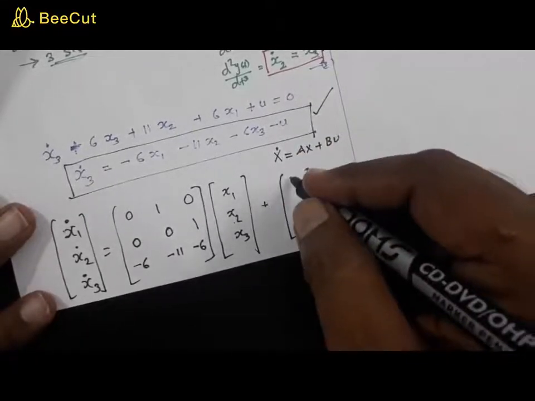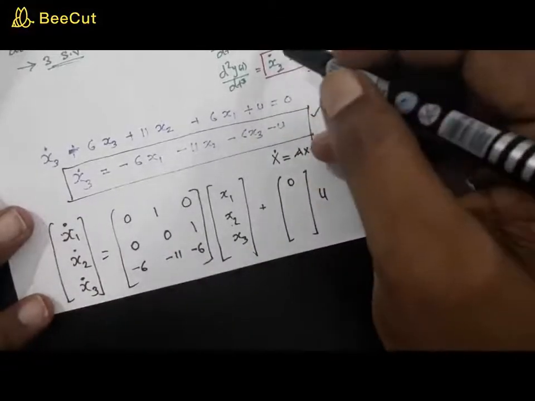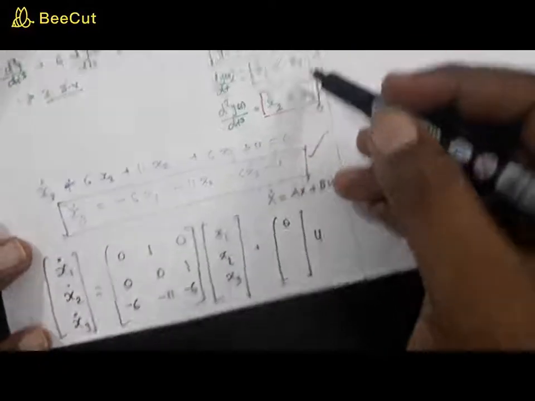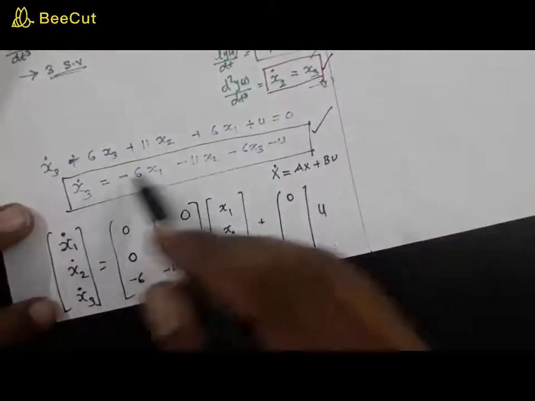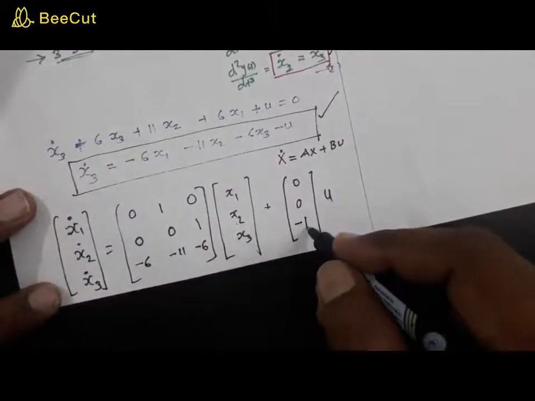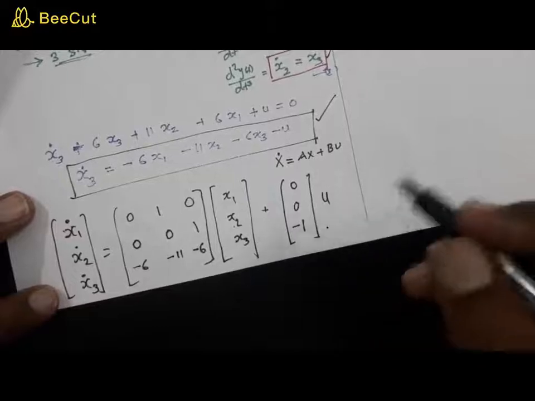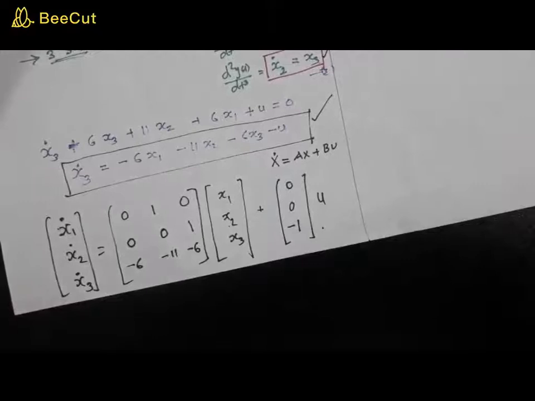And in this column matrix, in the first equation, the x1 dot equation, you don't have any u. In the x2 dot equation also you don't have any u. But in x3 dot you have a u, where the coefficient is minus u. So this is actually the state equation, right?